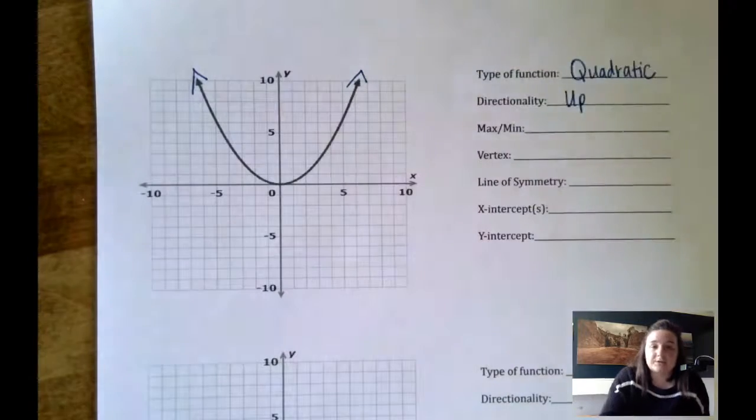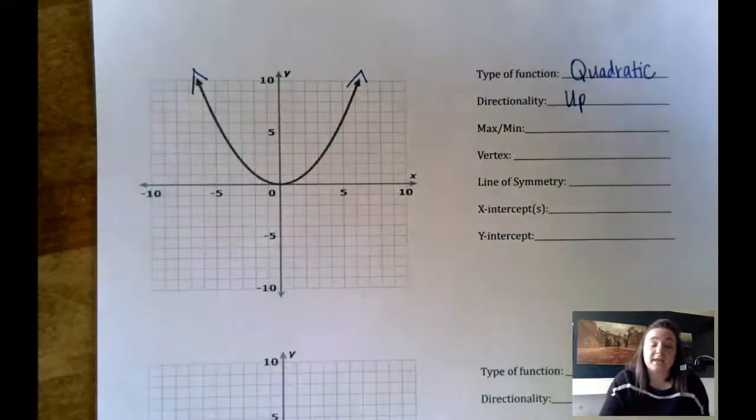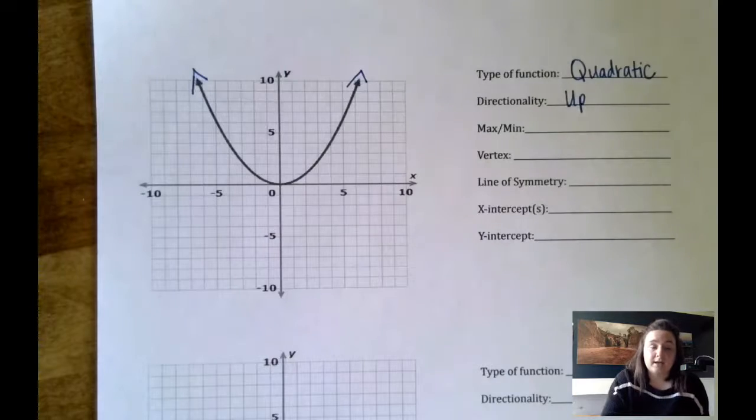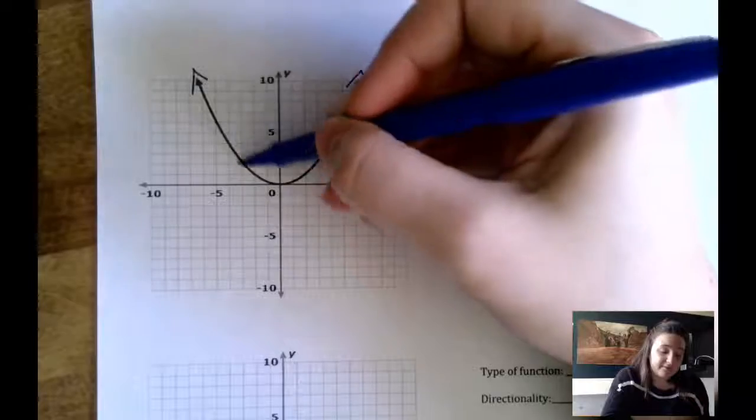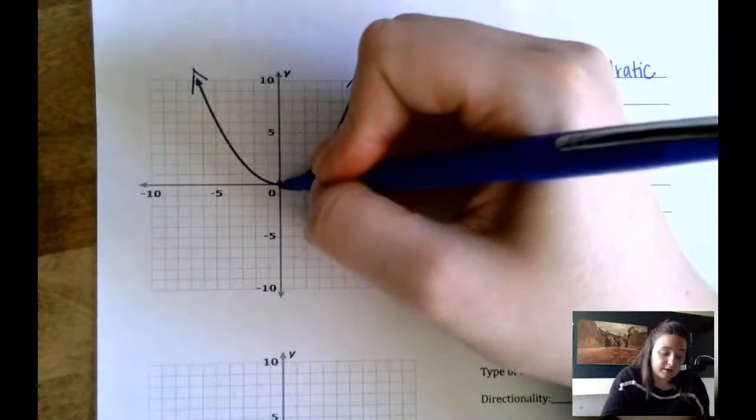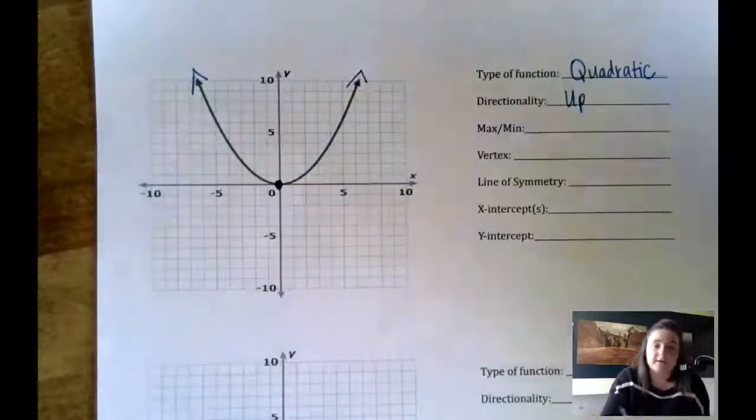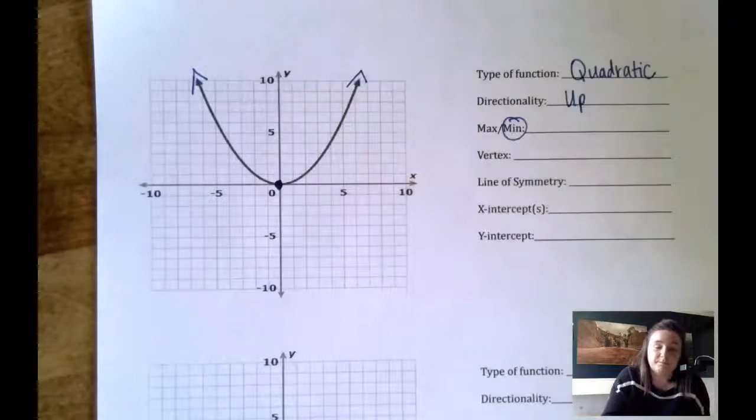Max and min, to choose that, you are going to look to see if you have a hill or if you have a valley. And that will tell you if you're at the top or at the bottom. So we have a valley, which means that our vertex is down at the bottom, meaning it is a minimum.